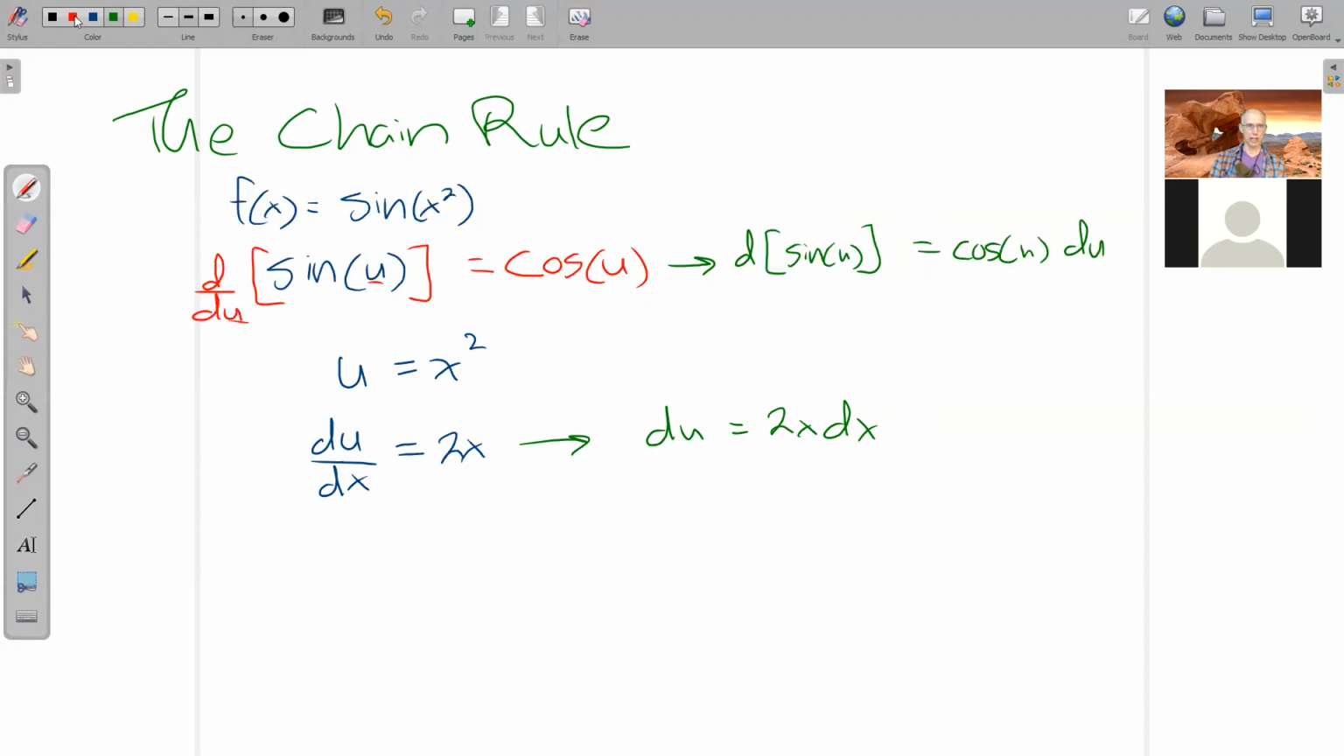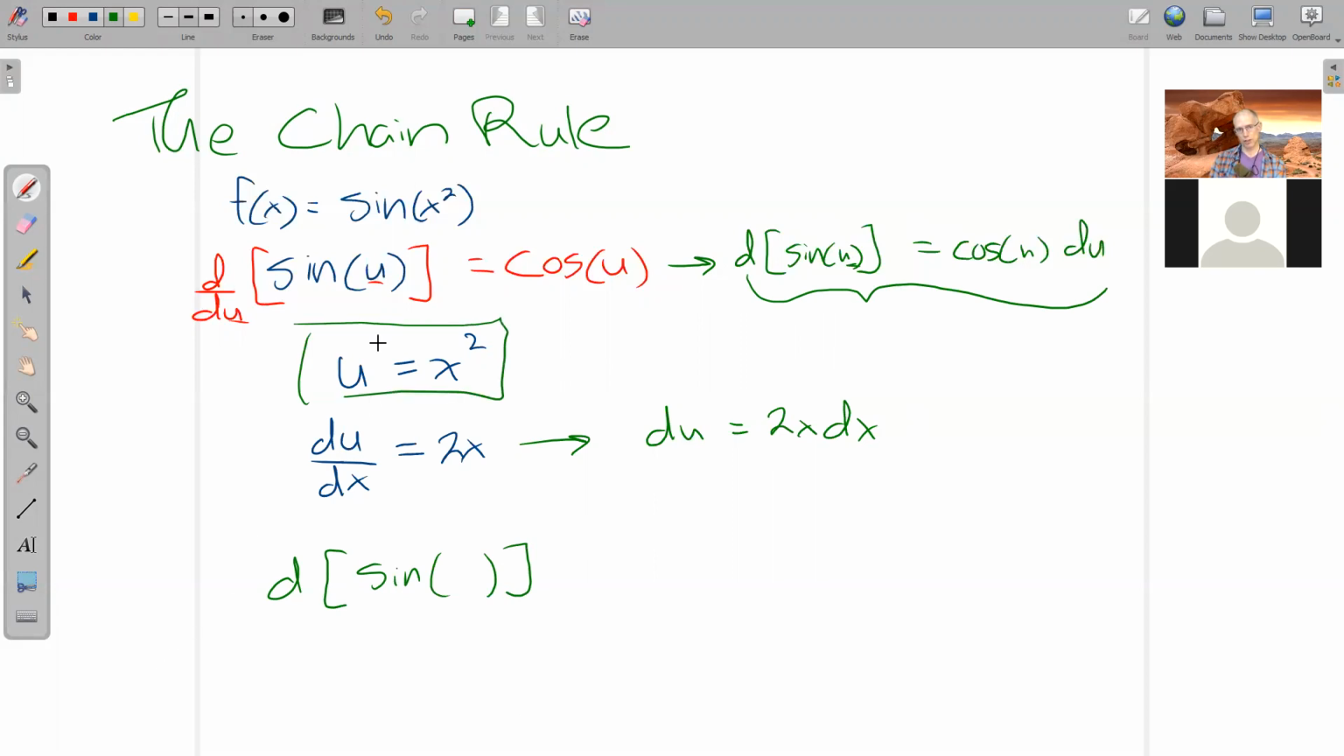So to put it all together, I'm just going to take back this statement right here. So the derivative of the sine. And this time, instead of putting the u in there, I'm just going to say, hey, let's use that substitution right there. u is x squared. They're interchangeable, so I can put an x squared there. Now, based on calculus, I know that if u is x squared, then du has to be 2x dx.